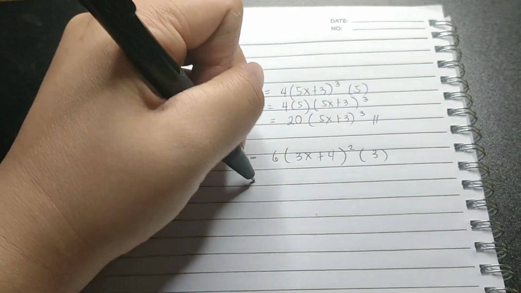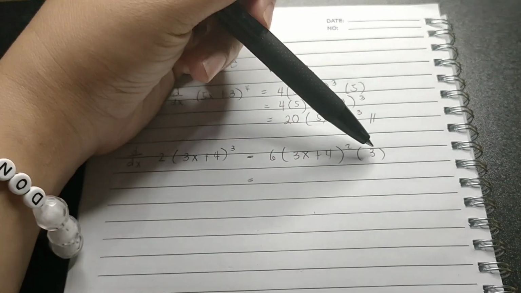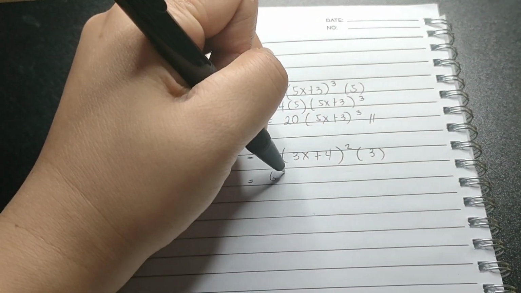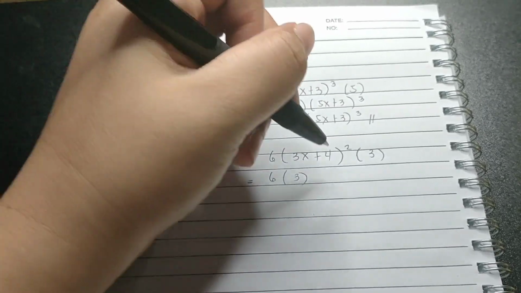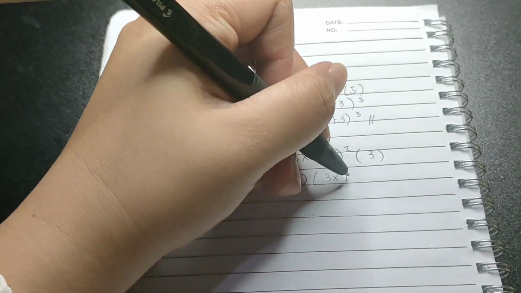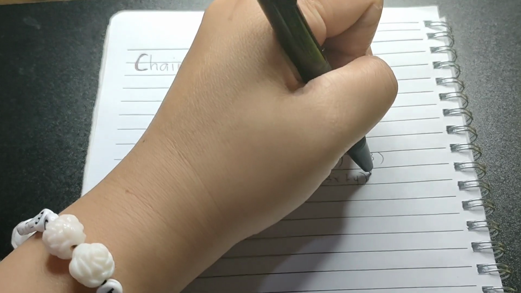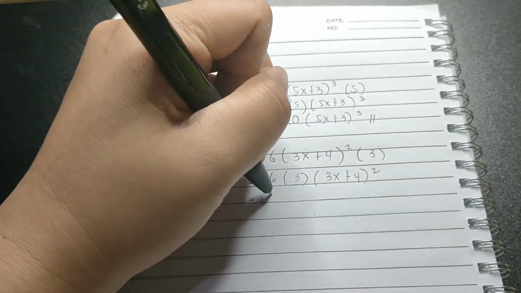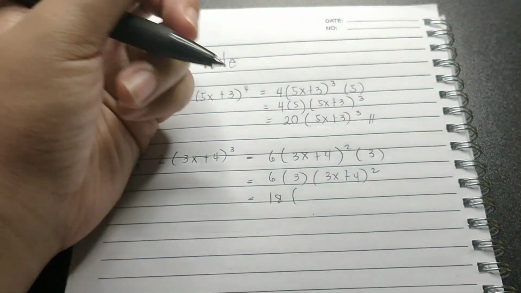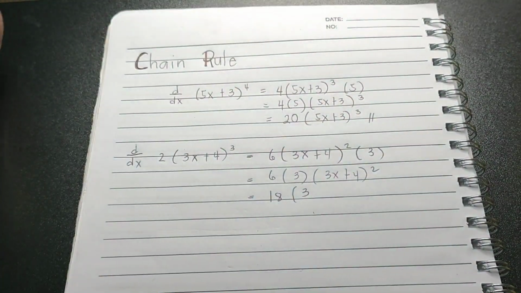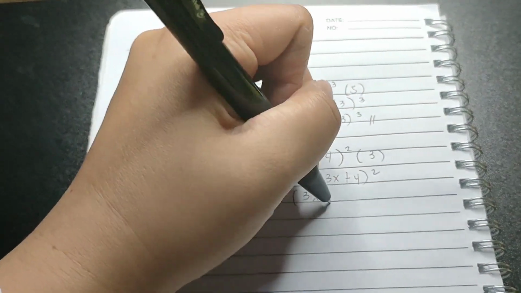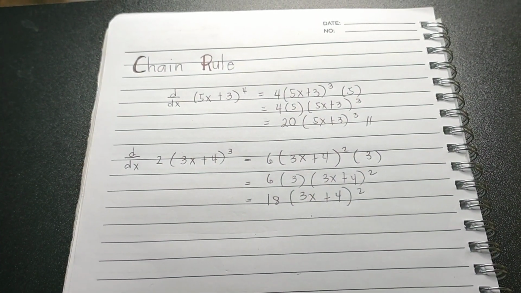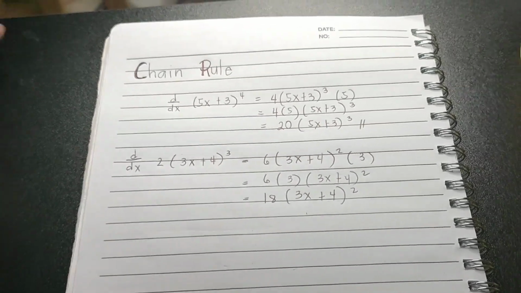And then, ilagay lang natin sa unahan, itong 3. So, magiging 6 times 3, and then (3x + 4)^2. Simplify, 6 times 3 is 18. Times, copy lang, yung (3x + 4)^2. So, ganyan lang kay chain rule of algebraic function.